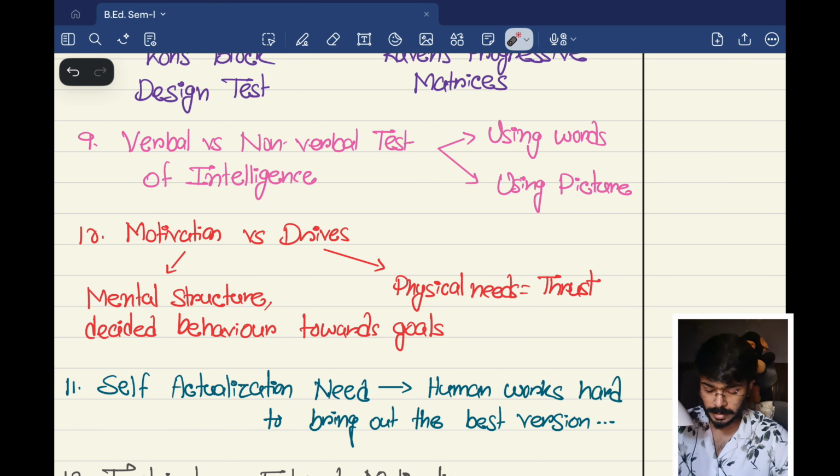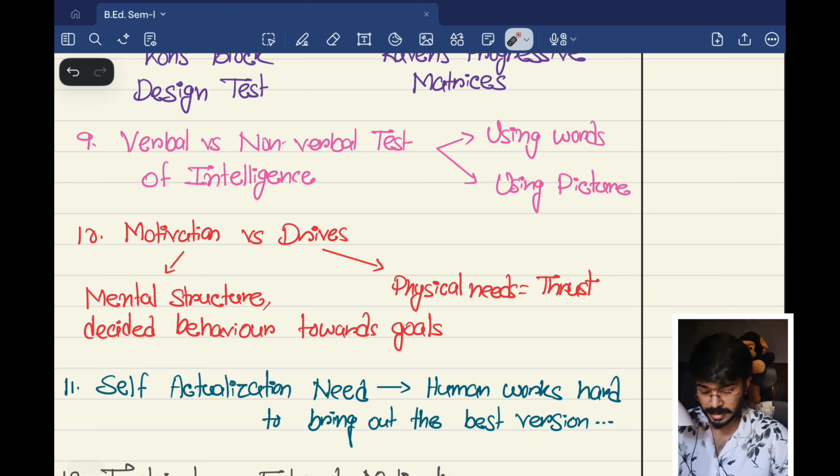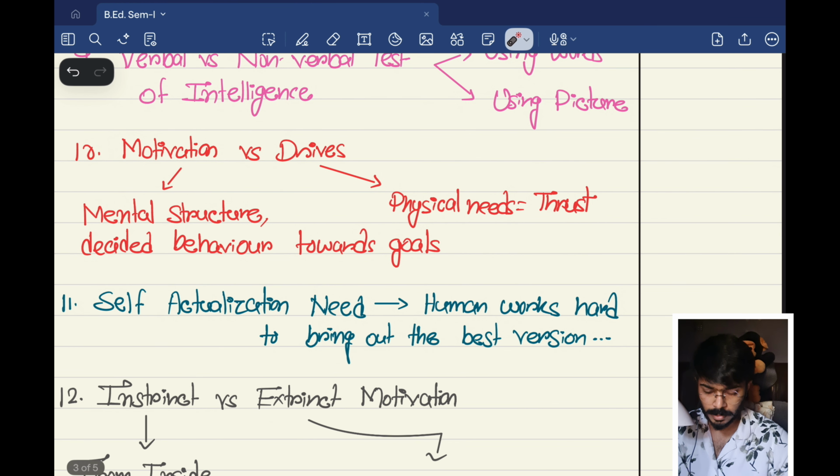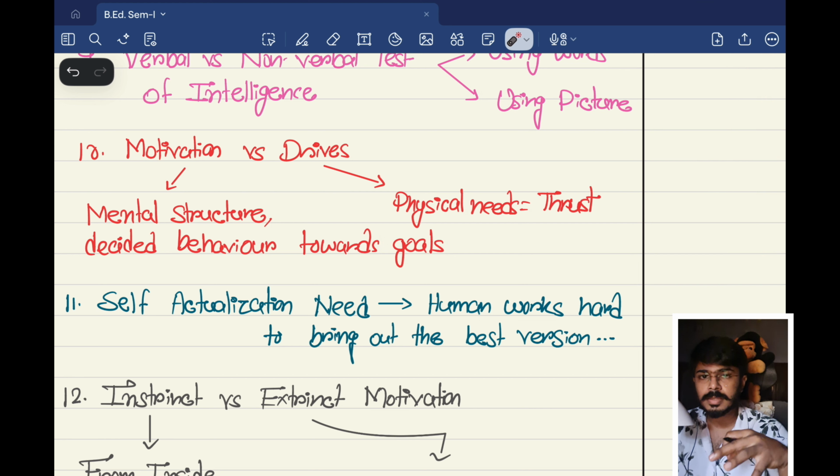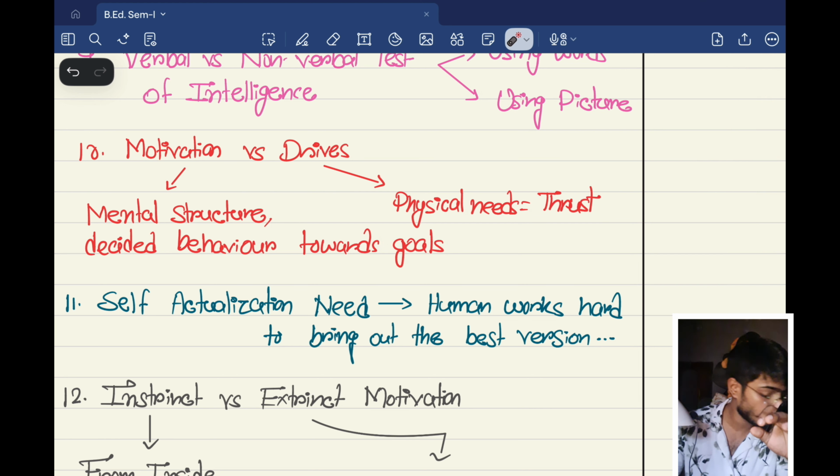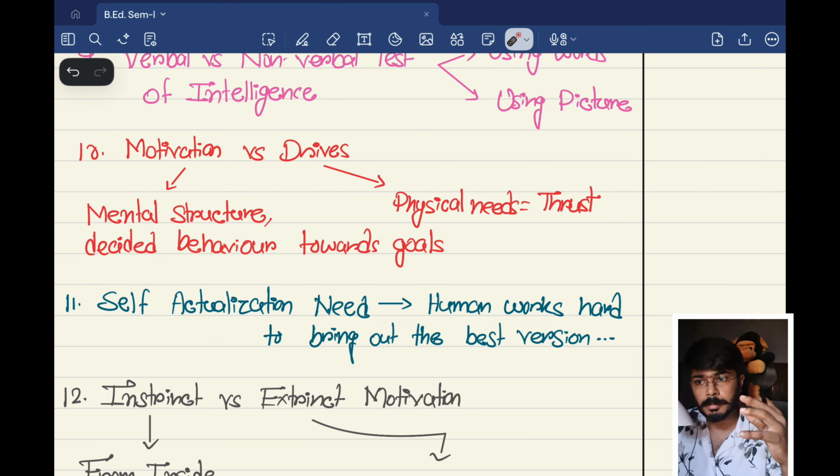You have motivation, it is such a type of mental structure that decides behavior towards your goal. And drive means physical needs like thirst. It is physical in character and motivation is mental in character. You can write this thing in this way as well, that motivation is mentally structured and drives are physically structured. Then you can write the example: for motivation, the example is this leads us to work harder, and the drives are like some physical aspects, like I am feeling thirsty or hungry.